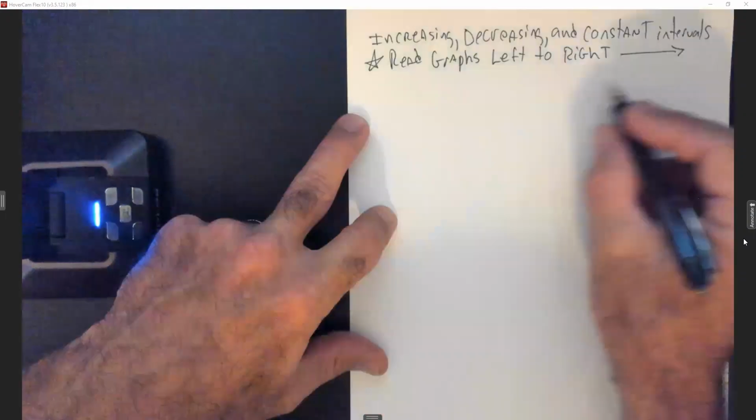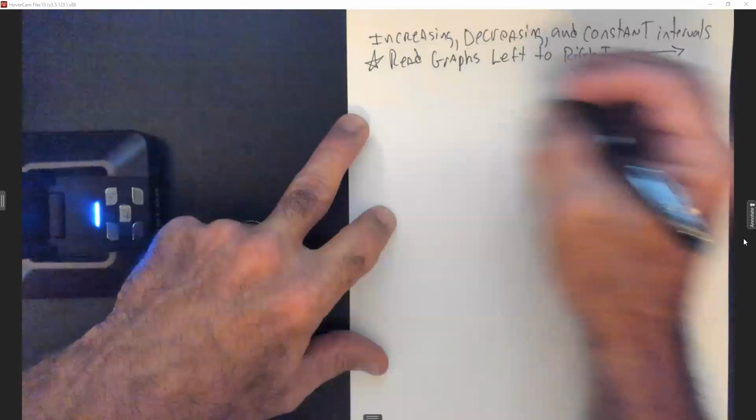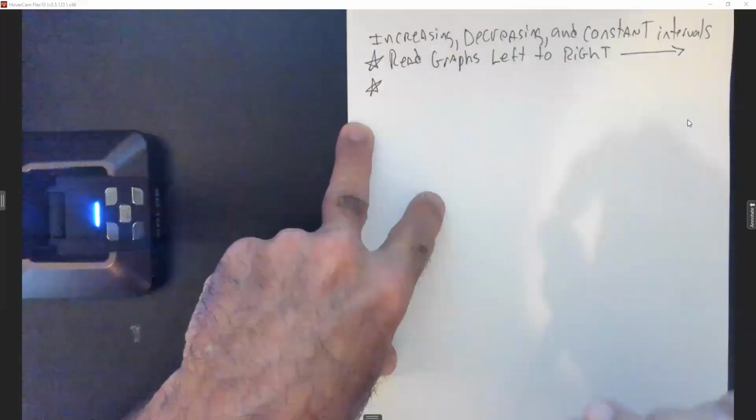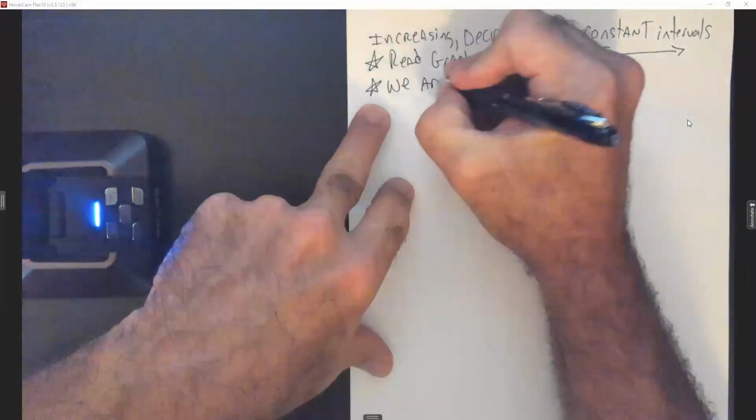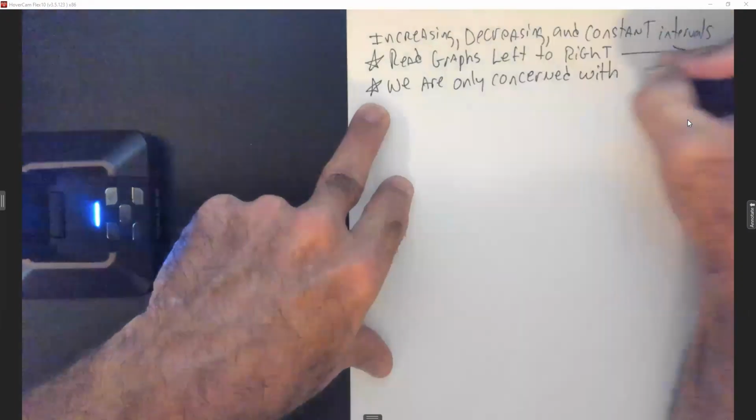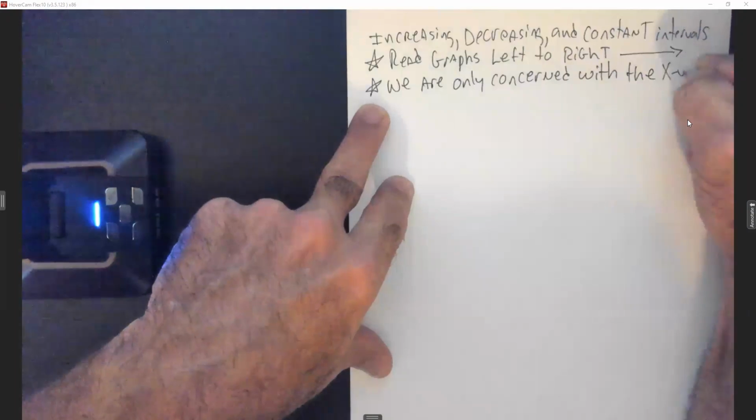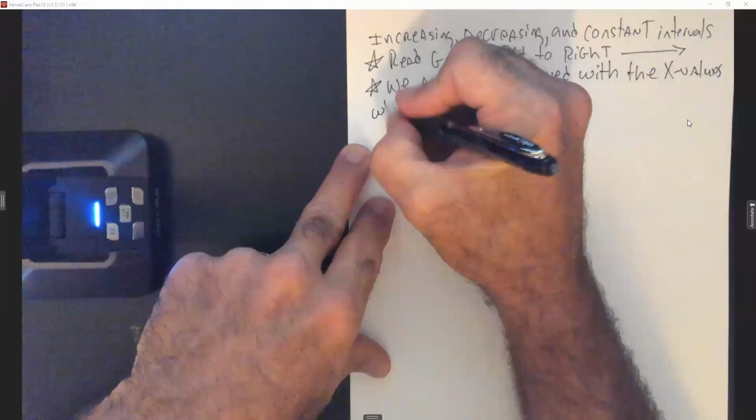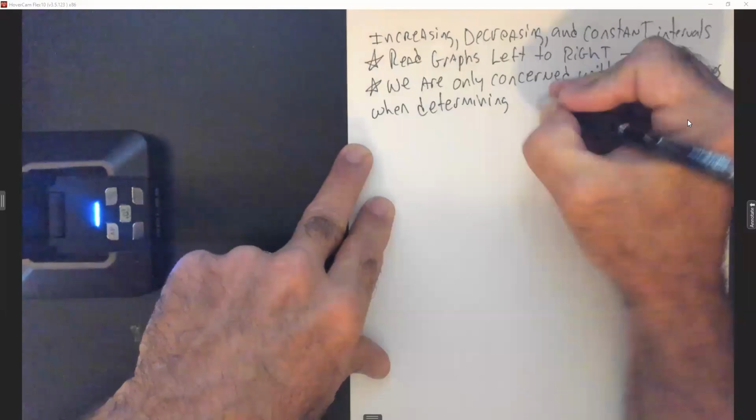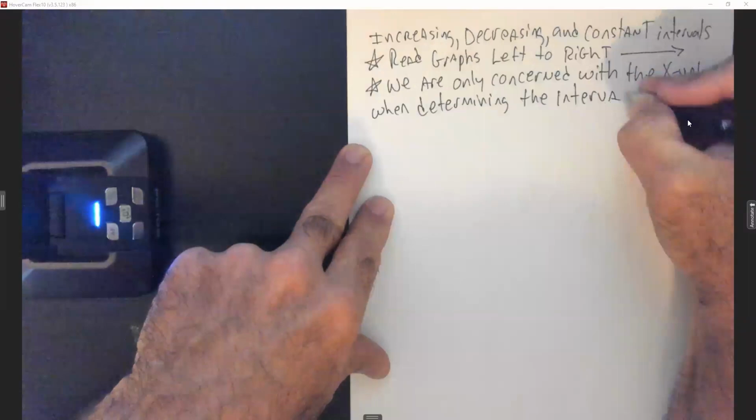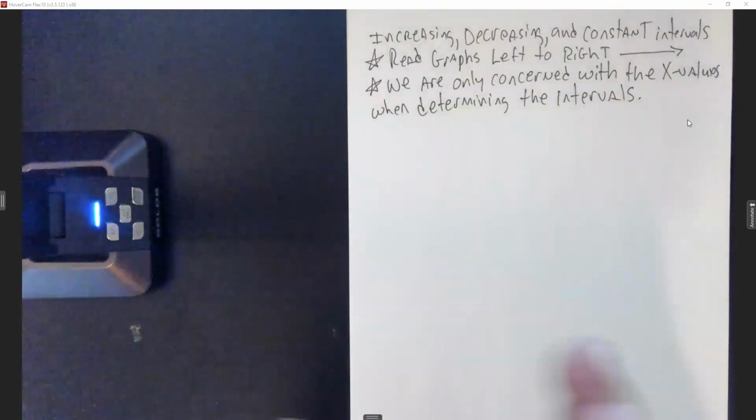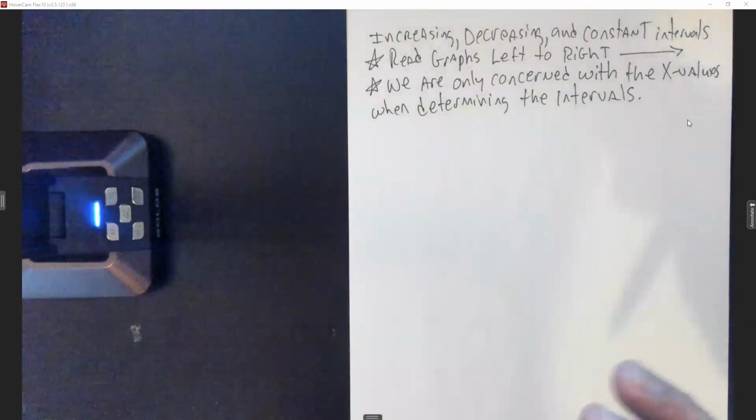So on these problems, when we look for the intervals, we are only concerned with the x values when determining the intervals. I don't care what those y values are. We want to know what parts of our domain, or our x values, is my graph going up, down, or constant, okay?